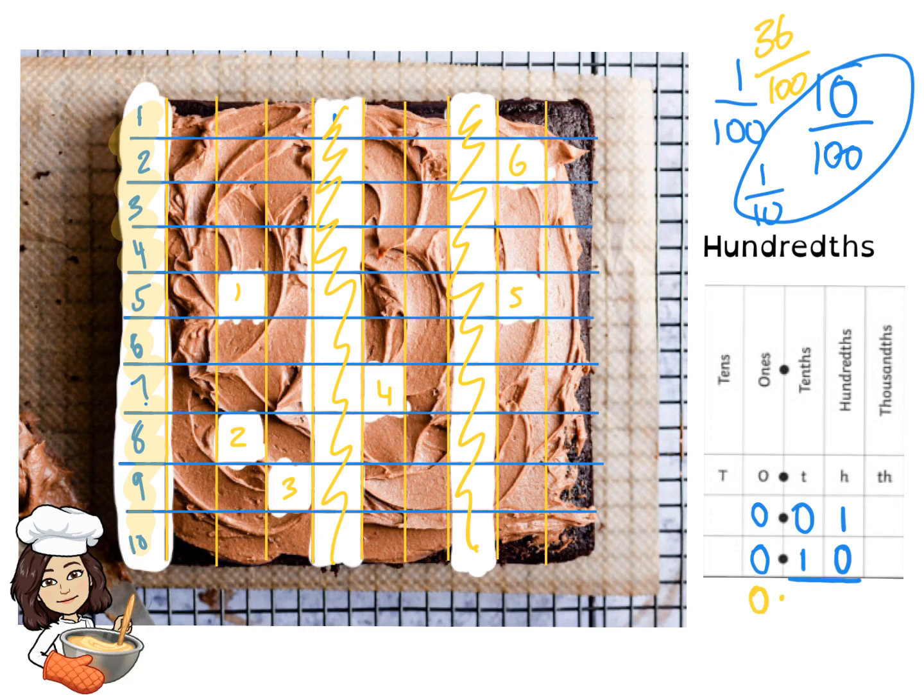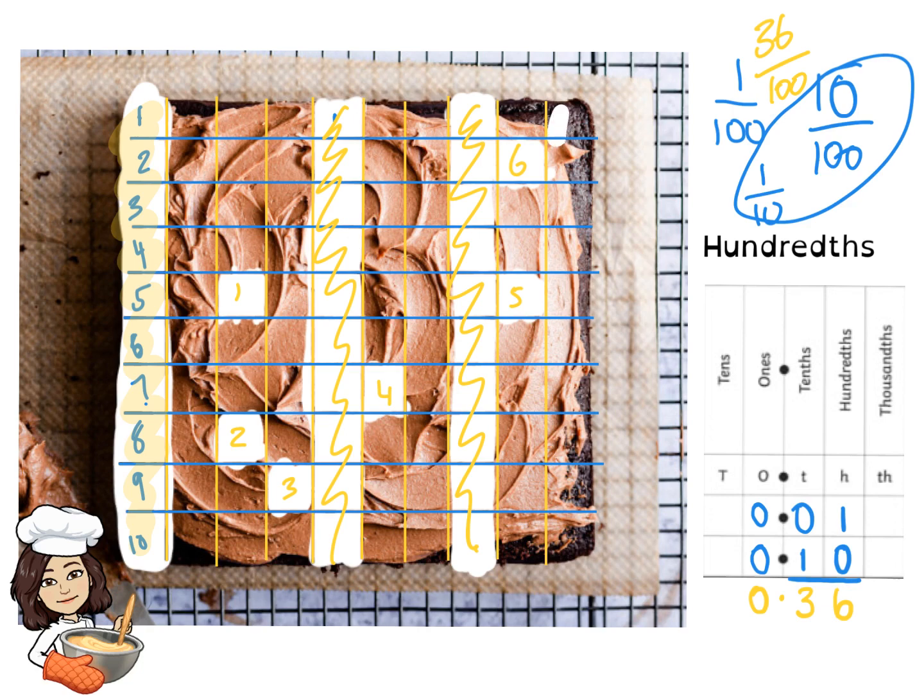0 wholes, decimal point. I've eaten 3 tenths. You can see 3 tenths there. 3 big lines, 3 blocks of 10. And there are 6 hundredths. So I can say here that there are 3 tenths that have been eaten, or 3 tenths and 6 hundredths, or 36 hundredths. Okay, so you either say it as 3 tenths and 6 hundredths or 36 hundredths of the brownie is gone. Okay, 36 out of 100. That's how we say 36 hundredths. And we'll do just one more to make sure we really understand this concept.